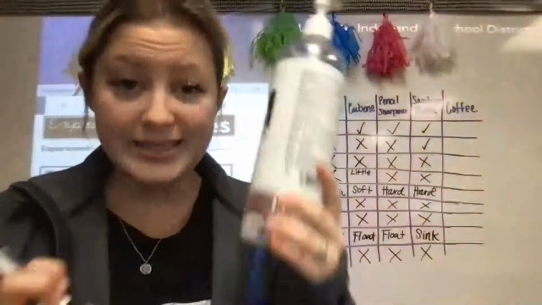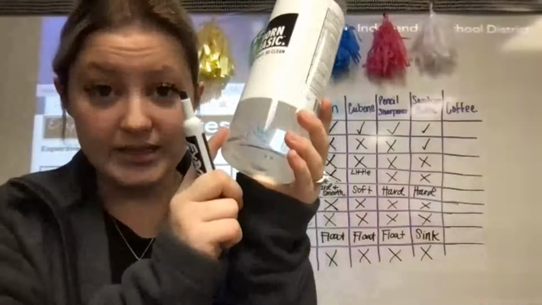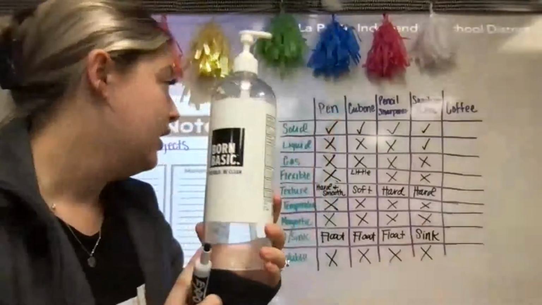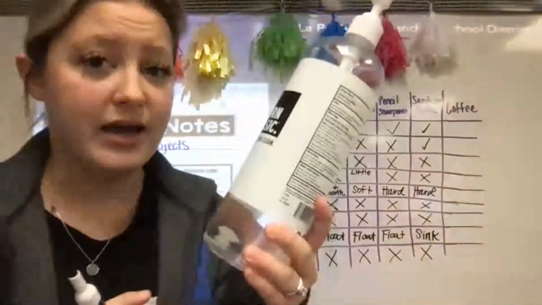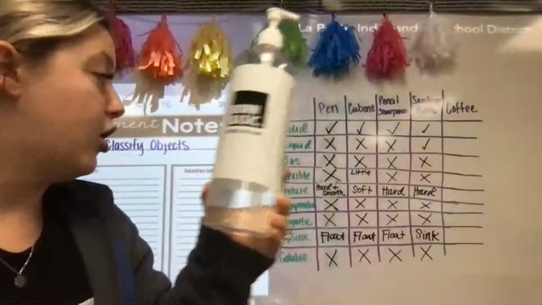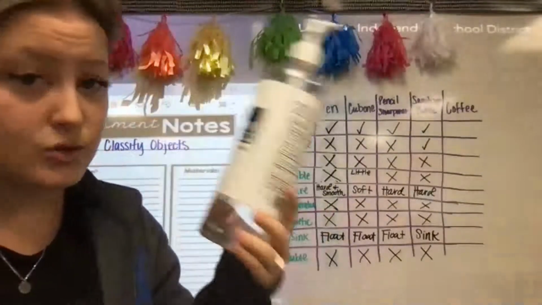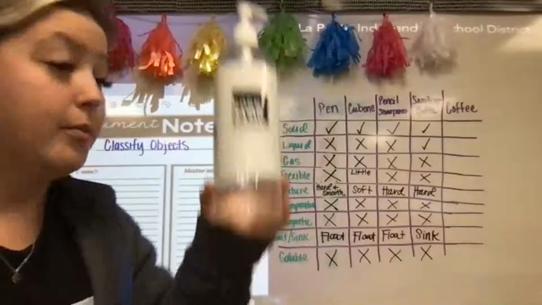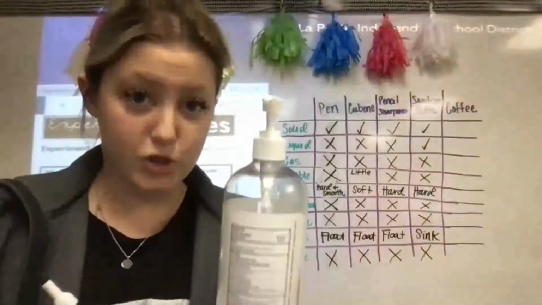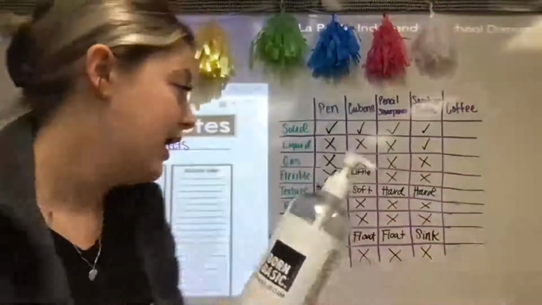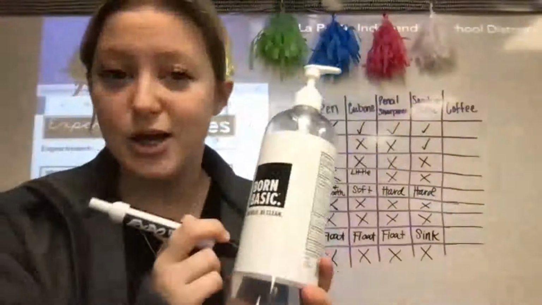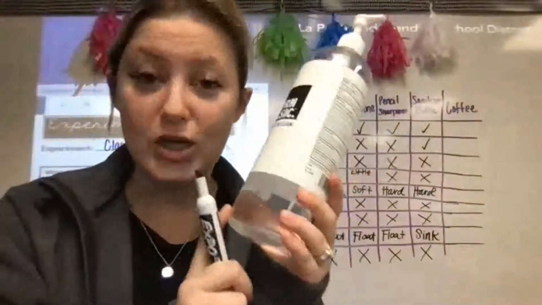The bottle is indeed a solid with a liquid inside of it. It is not a gas and it's not flexible. It has a hard texture. It has no temperature and there's no magnetism to it. The bottle will sink for sure. It's heavy. And the bottle is not soluble, but the hand sanitizer is.